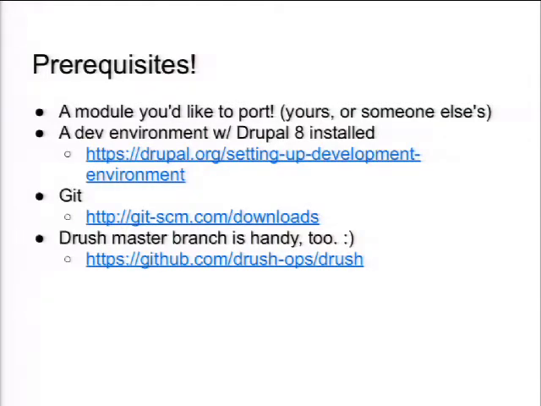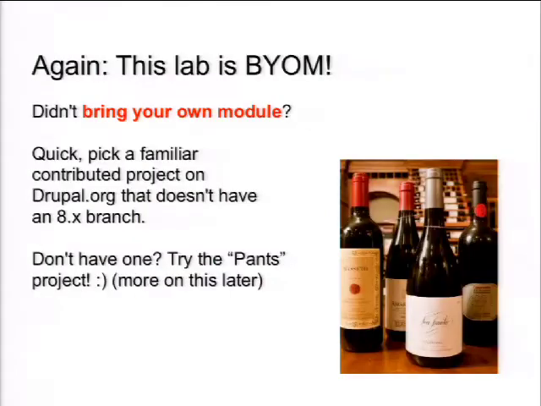So prerequisites, I had this on the screen before. You need a module that you want to port. You need a development environment with Drupal 8 set up. You need Git. And if you have Drush, the master branch of Drush, that can also be really helpful because you can do things like clear the cache or do a site install, stuff like that. So if you don't already have those things, maybe set those up while I'm talking for a little bit, and then you'll be ready to go when we get to the hands-on part. Once again, this lab is BYOM. We call it Bring Your Own Module.